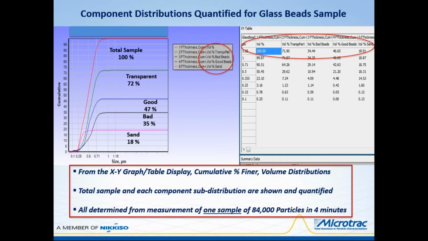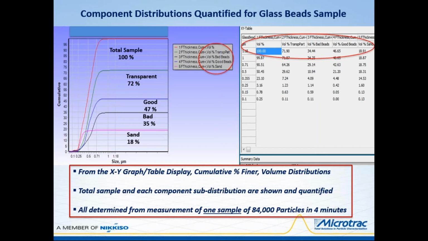This is the XY distribution graph and table display. The graph is plotting cumulative percent finer distributions in volume percent format. Going from top to bottom, it's showing the total sample result, 100% of the sample, followed below by the various components of the total expressed as percent of total by volume.